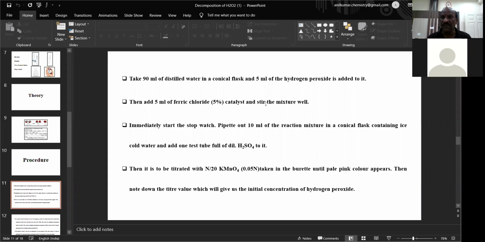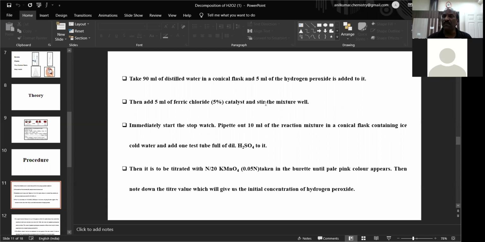So first you have to prepare the reaction mixture. How you prepare it is very clear. You take 95 ml of the hydrogen peroxide solution and add 5 ml of ferric chloride, Fe3+, that is the 5% solution. Ferric chloride will be supplied.